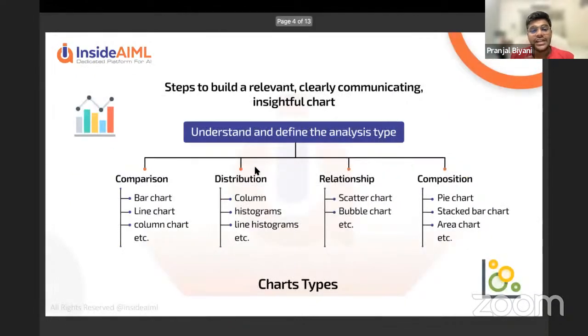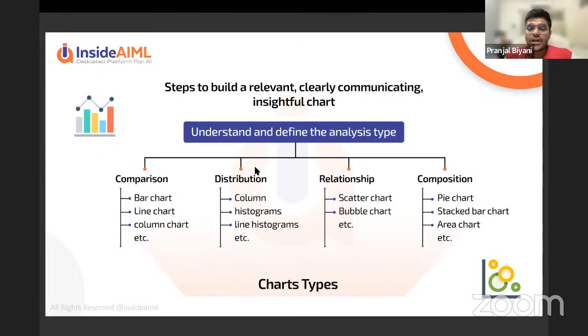That is why we need to distribute our entire requirement into 4 different and unique analysis components. To build a relevant, clearly communicative and insightful chart, we need to define the analysis type. What is it that you want to analyze in this particular chart? I hope that makes sense. Just give a quick shout out, yes or no, on the YouTube live chat so we can proceed. And also, if you have any questions, please do post them.